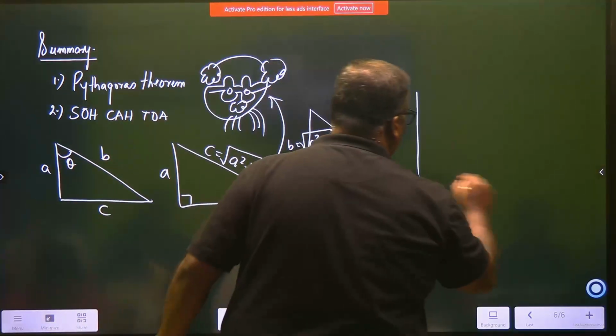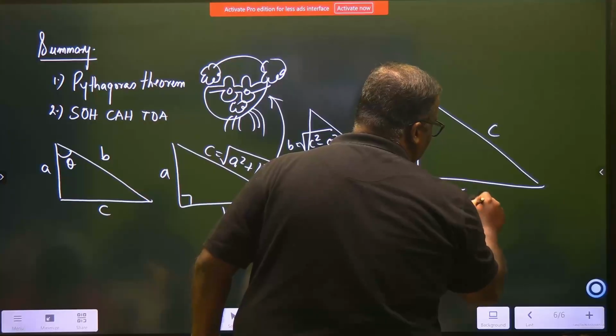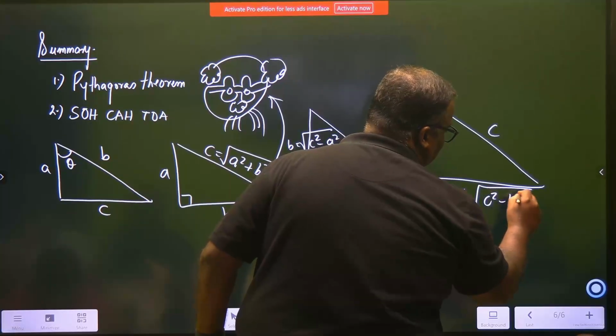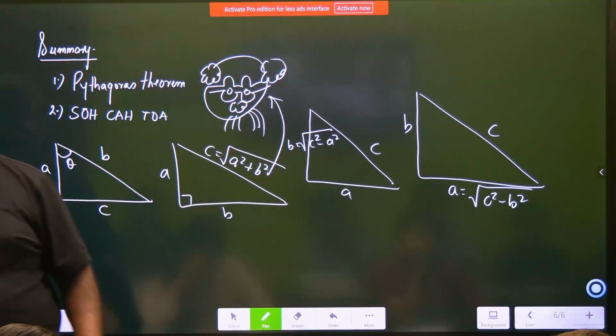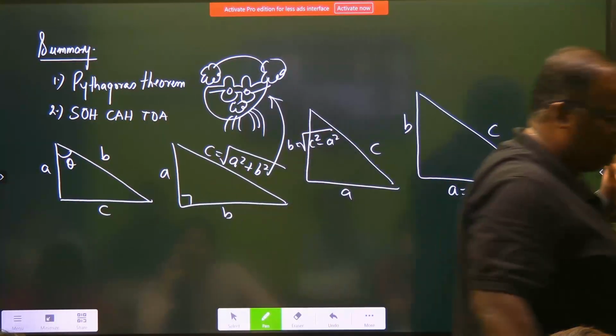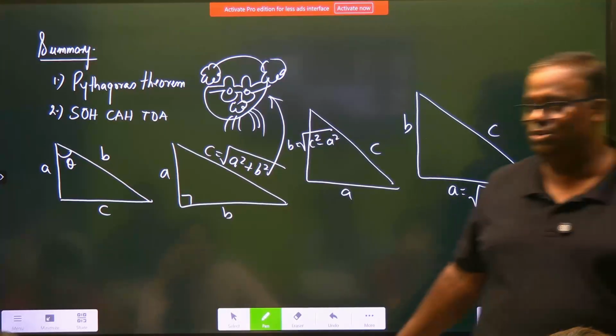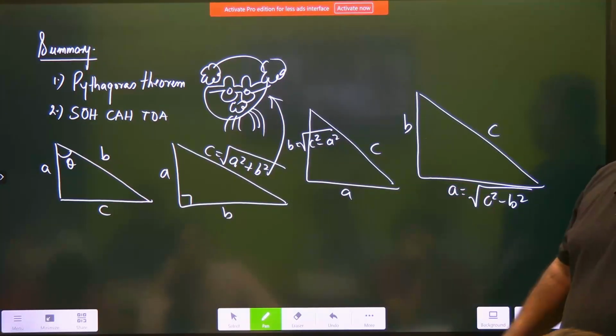And the third problem could be like this: sir given and a is missing. A is root under sir square minus b square. And then find out what is sine cos tan. Such worksheets I will upload for you. I don't have the time in the world to do all these kiddo problems. This is your job. You will do all this, right? What is in this? There is nothing in this.